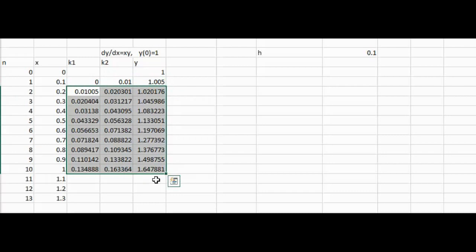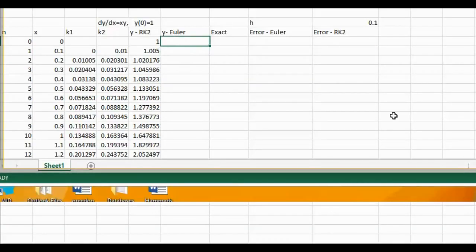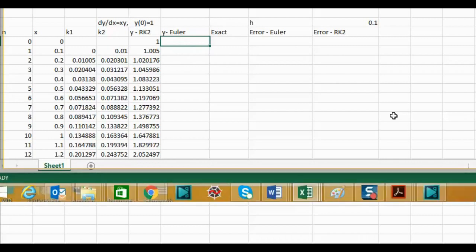result. Now, what we want to do is the exact value. But before I do that, I'm going to call this y RK2, meaning using Runge-Kutta second order. Let's also add y Euler. If we want to do the Euler one here, y0, remember, would be 1. So that would be 1.